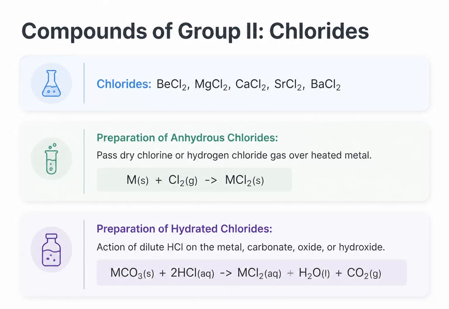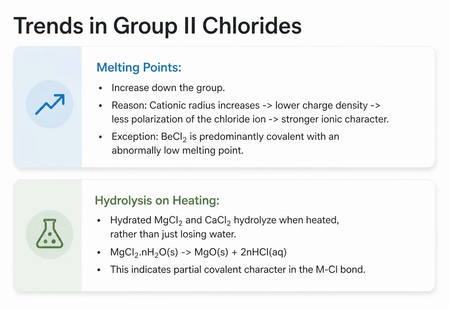Next, we have the group 2 chlorides. If you need the anhydrous, or water-free versions, you must pass dry chlorine or hydrogen chloride gas directly over the heated metal. If you don't mind water being present, you can easily make hydrated chlorides by reacting dilute hydrochloric acid with the metal itself, or its carbonate, oxide, or hydroxide, which is a standard acid-base neutralization. The chlorides show a fascinating reversal in melting point trends compared to the oxides. Here, melting points actually increase down the group.